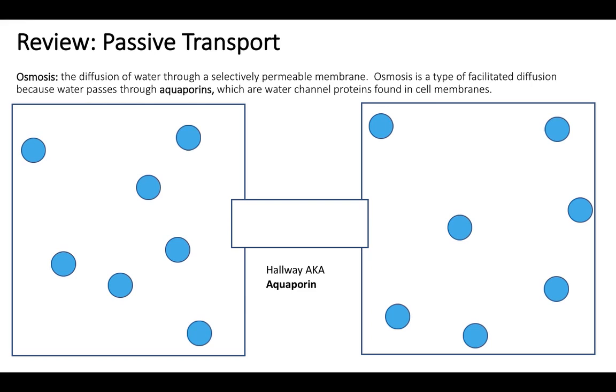Now all the students, or water molecules, are happy because they are balanced. So again, osmosis, passive transport, is a type of facilitated diffusion.